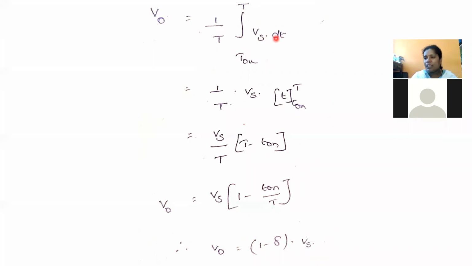Integral of dt is nothing but t, with respect to limits T on to T. So provide the limits, you will get Vs by T into T minus T on. Move T out of the bracket. So you will get Vs into 1 minus T on by T. Already you know the duty cycle delta. Duty cycle is nothing but the ratio of on time with respect to total time period. So you can represent T on by T as delta. So V naught is equal to 1 minus delta into Vs.